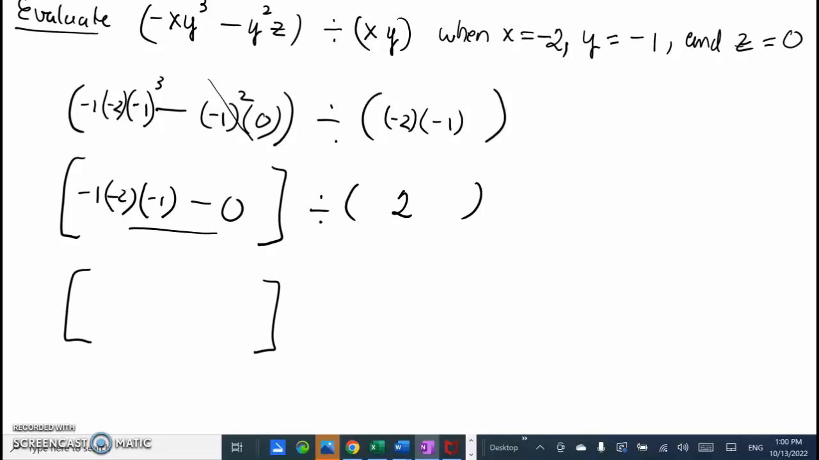So now we get negative 1 times negative 2 is negative 2. Positive 2 times negative 1 is negative 2. Minus 0, of course, is negative 2. And divide by the 2. And our final answer is negative 2 over 2, or simply negative 1.